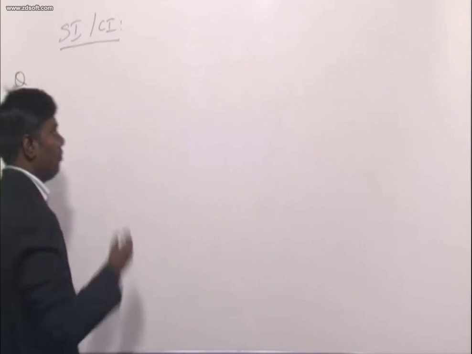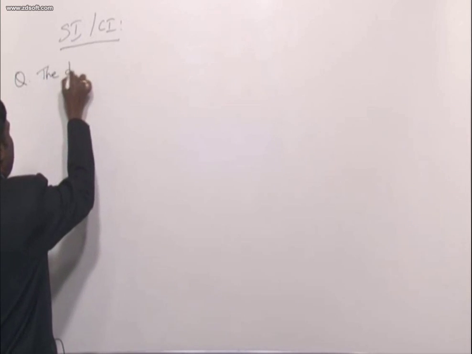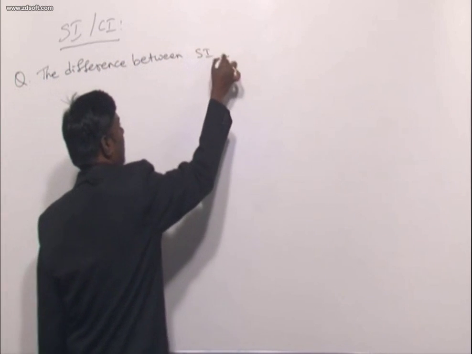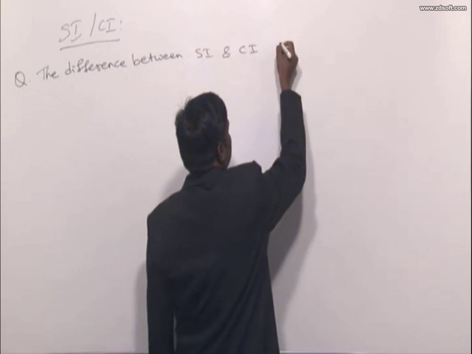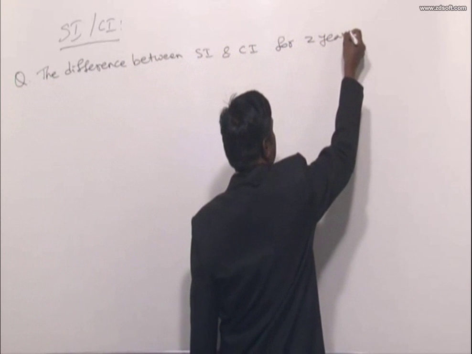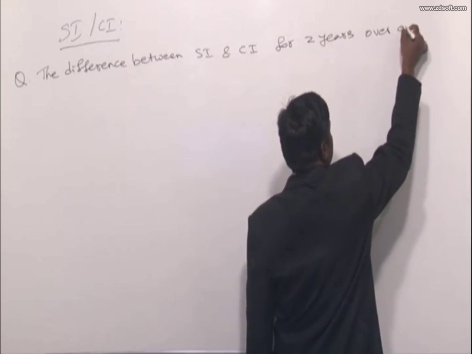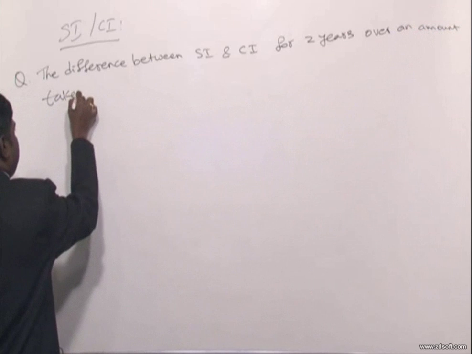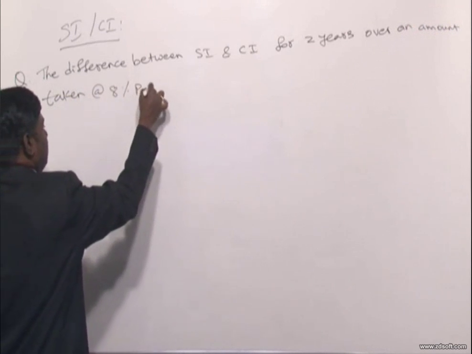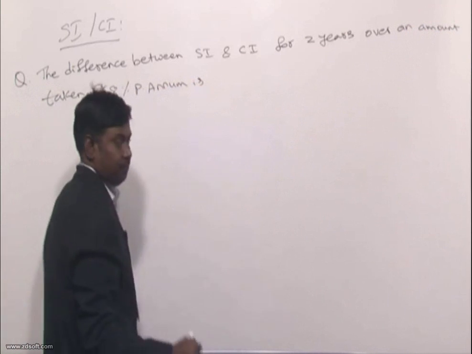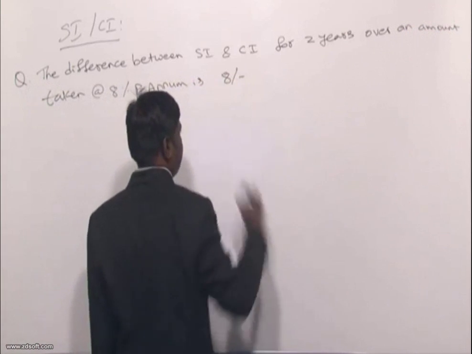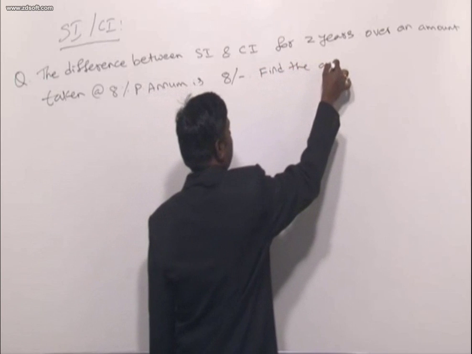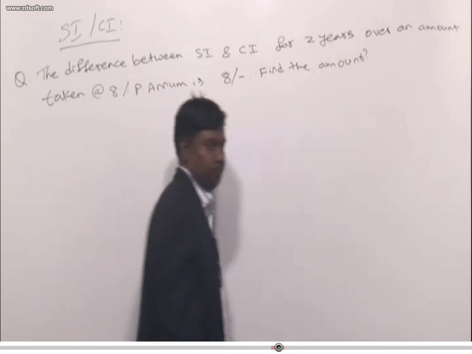Okay, let us take one last problem from simple interest, compound interest. The difference between simple interest and compound interest for 2 years over an amount taken at the rate of 8% per annum is 8 rupees. Find the amount. Try this problem.